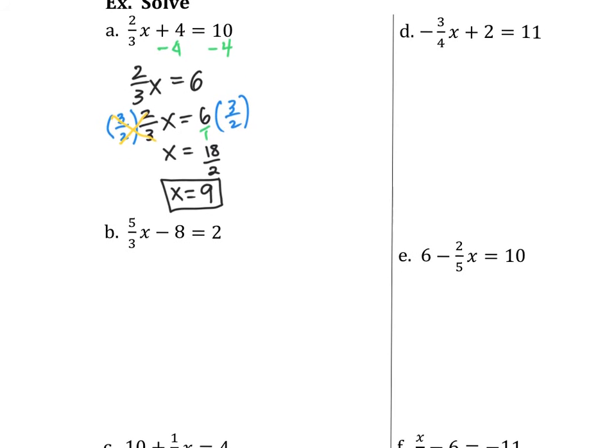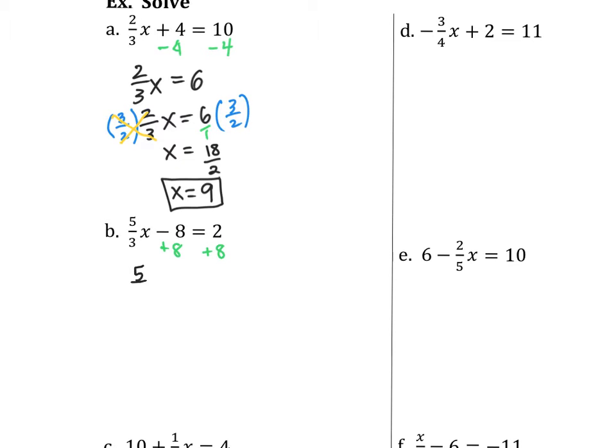Okay, I'm going to go ahead and do the next one. If you feel good, you can move ahead. Okay, I can see 5/3 x minus 8. Okay, I'm going to leave the 5/3 x alone. I want to cancel the minus 8 first. The opposite of minusing 8 is plusing 8. Then I'm going to bring down the 5/3 x. The 8's cancel, equals 2 plus 8 is 10.